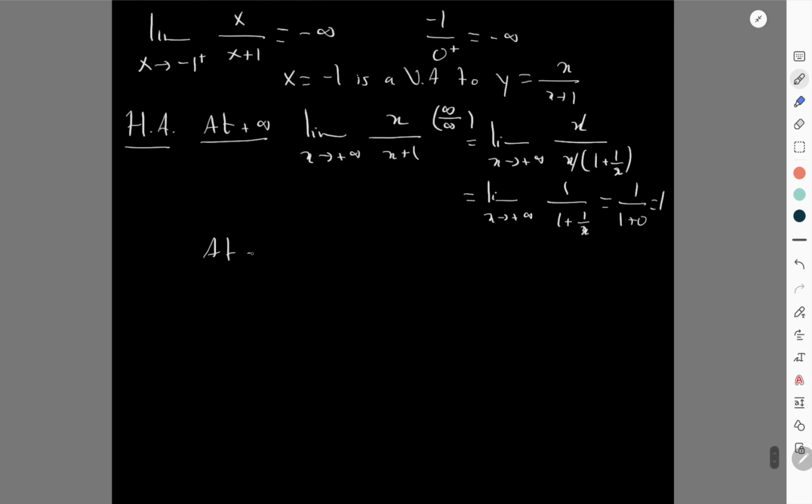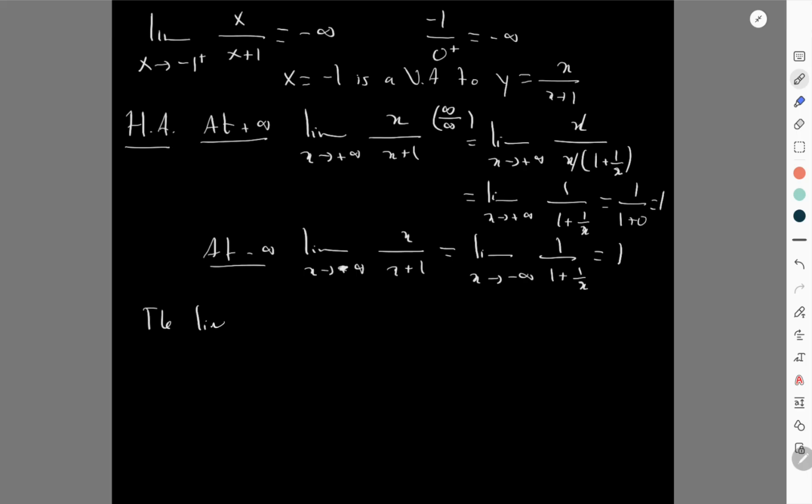And at minus infinity, the limit as x goes to minus infinity of x over x plus 1, by the same argument. I mean, you can notice that the same argument works here. 1 over 1 plus 1 over x, which is also 1. So the line y equal 1 is a horizontal asymptote to y is equal x over x plus 1 at plus infinity and at minus infinity.